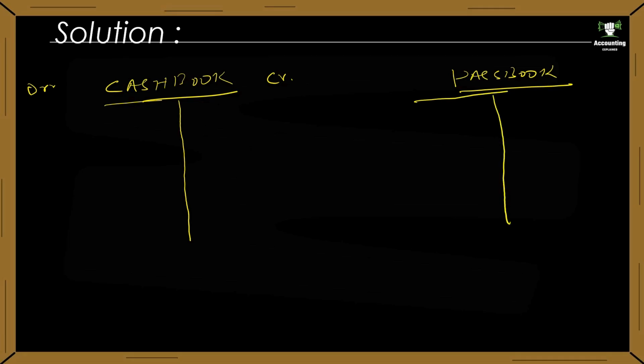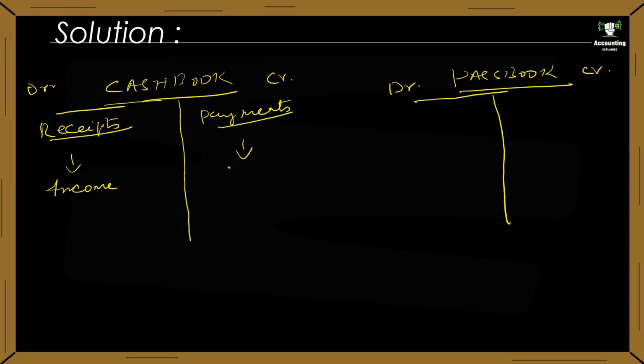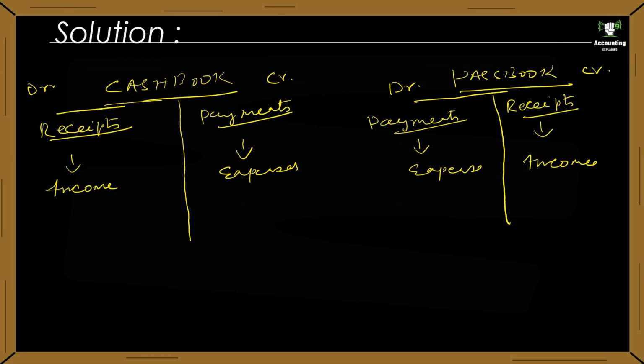On the left side is DR, on the right CR, for both cash book and passbook. In the cash book, on the left side all the receipts will be recorded, that is, all the income, and on the CR side all the payments will be recorded, that is, the expenses. But in the passbook it will be the opposite of the cash book. On the CR side receipts will be recorded, that is the income, and on the DR side payments will be recorded, that is the expenses. Both cash book and the passbook are like mirror images.